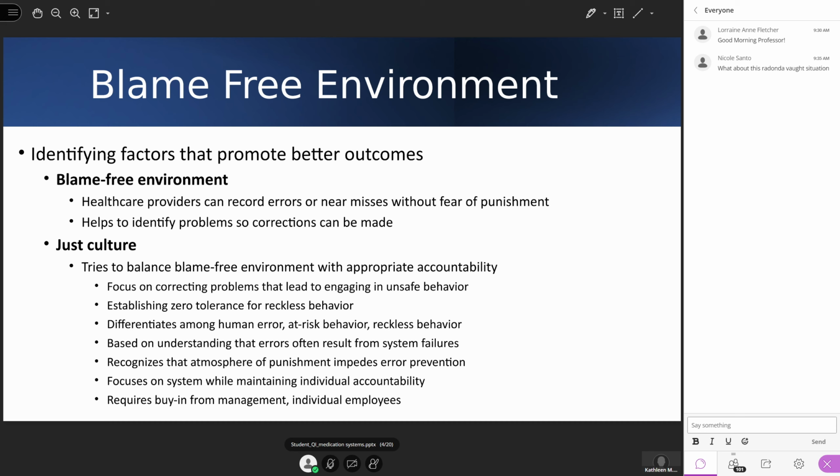Okay. Recognize that an atmosphere of punishment impedes error prevention. So again, if you're punishing somebody, it's going to impede the next time. You're not going to be able to prevent it the next time, because people are not going to come forward. And again, focus on the system while maintaining individual accountability. And it requires buy-in from, of course, the whole team.